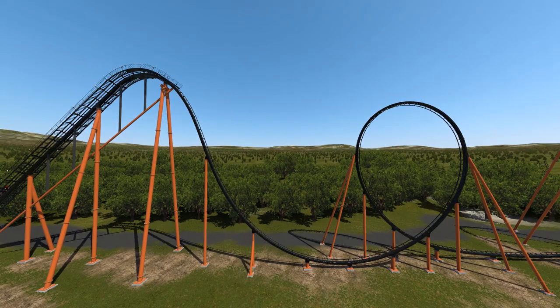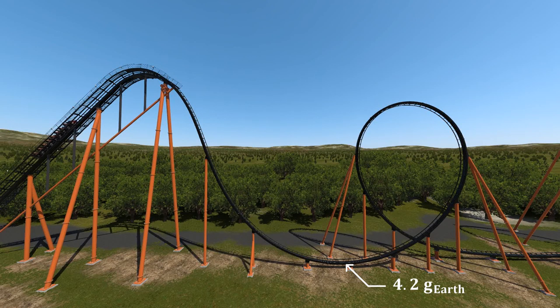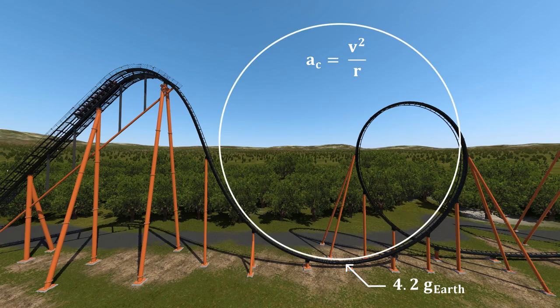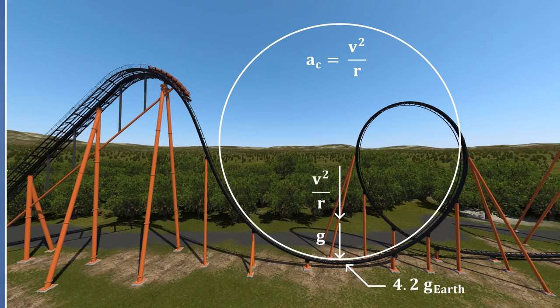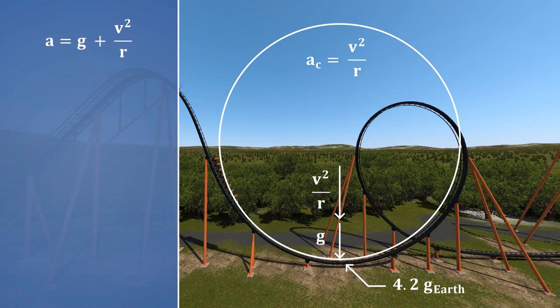The maximum g-force that the passengers will experience at the bottom of the drop is 4.2 g's, which is calculated using the principle of centripetal acceleration. Centripetal acceleration, AC, is equal to V squared over R, where V is the speed of the train, and R is the radius of curvature of the track. If we take acceleration due to gravity, and add on V squared over R at that same point, then we will have the total G-force that the passengers feel as the train pulls out of the drop.